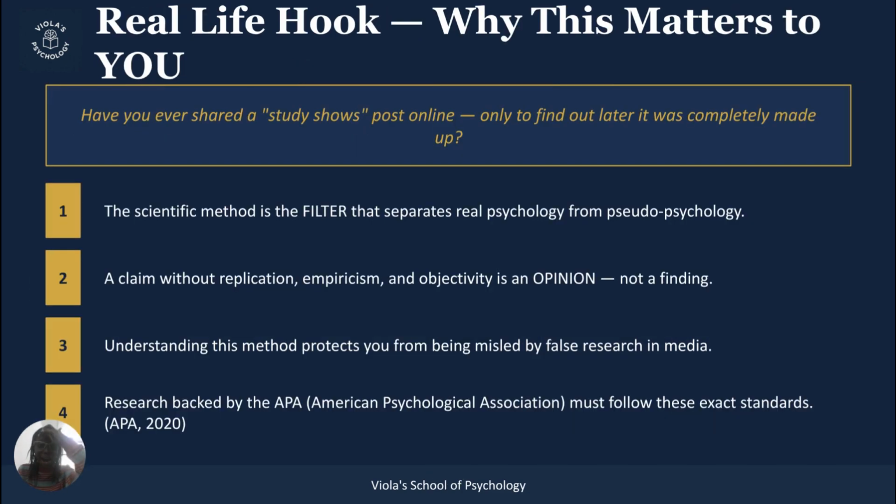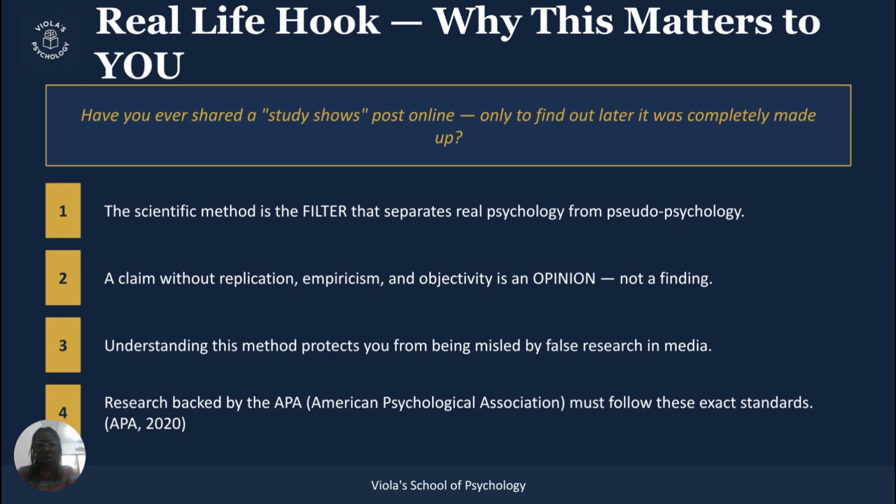So why does this matter to you personally? Let me be very direct. We live in a world that is drowning in false research claims. We see social media posts that say scientists discovered, news headlines that misquote studies, products advertised with clinically proven labels that no one has ever verified. The scientific method is your filter, as I have already said previously.